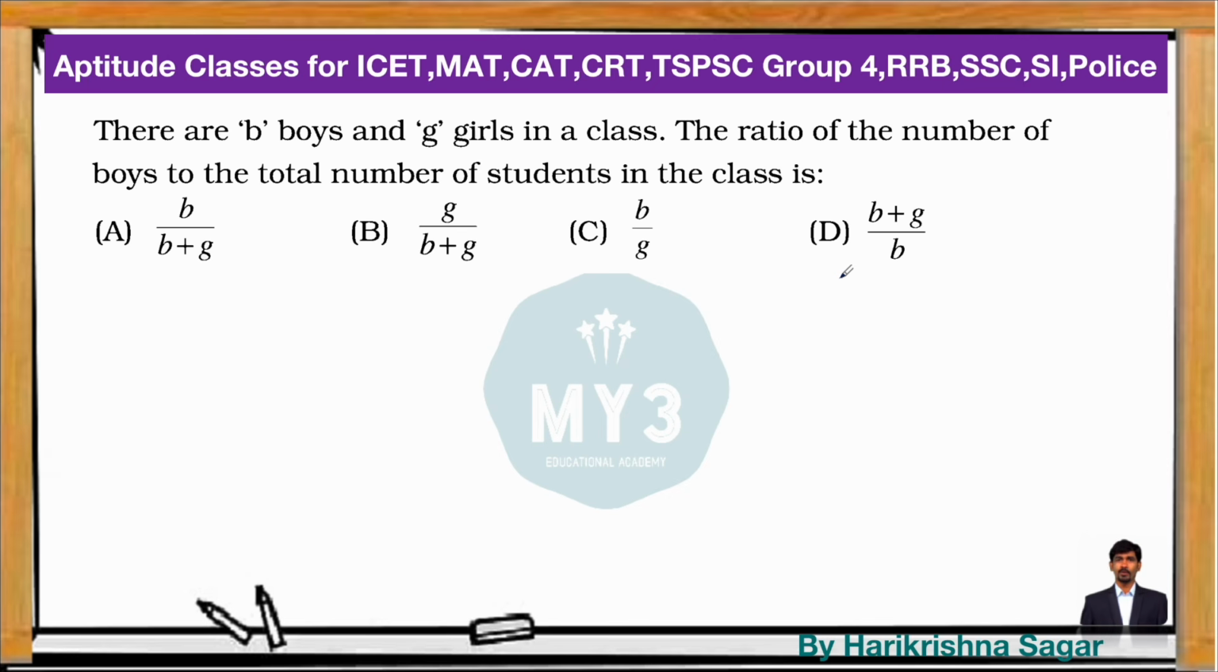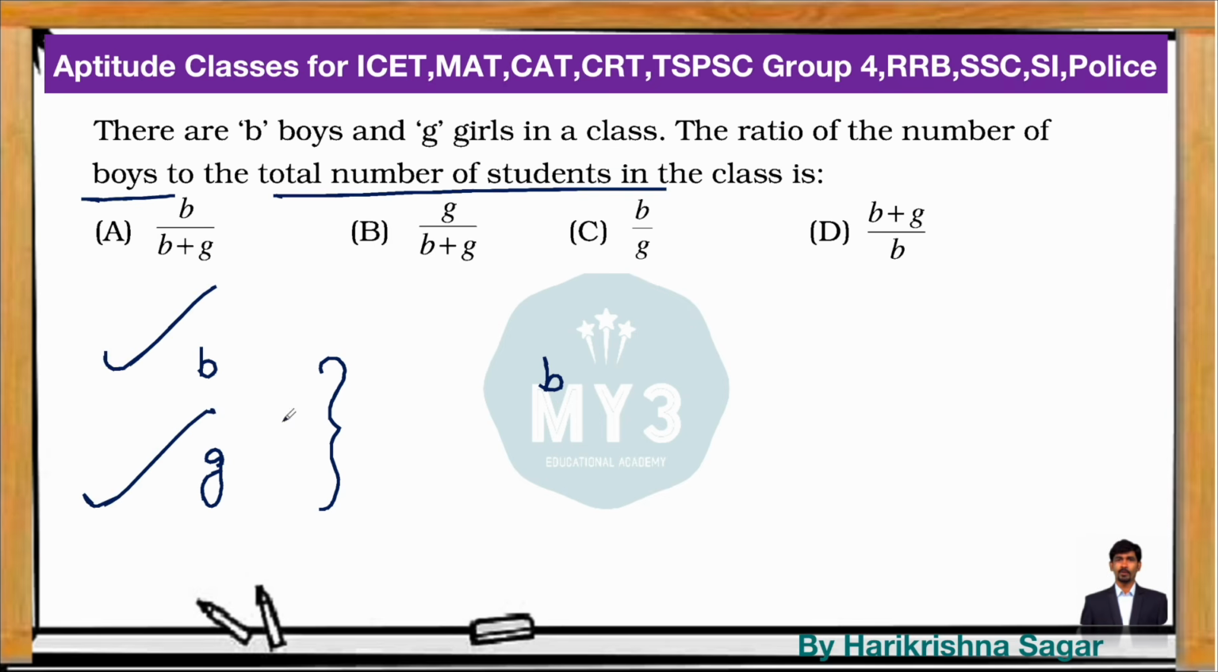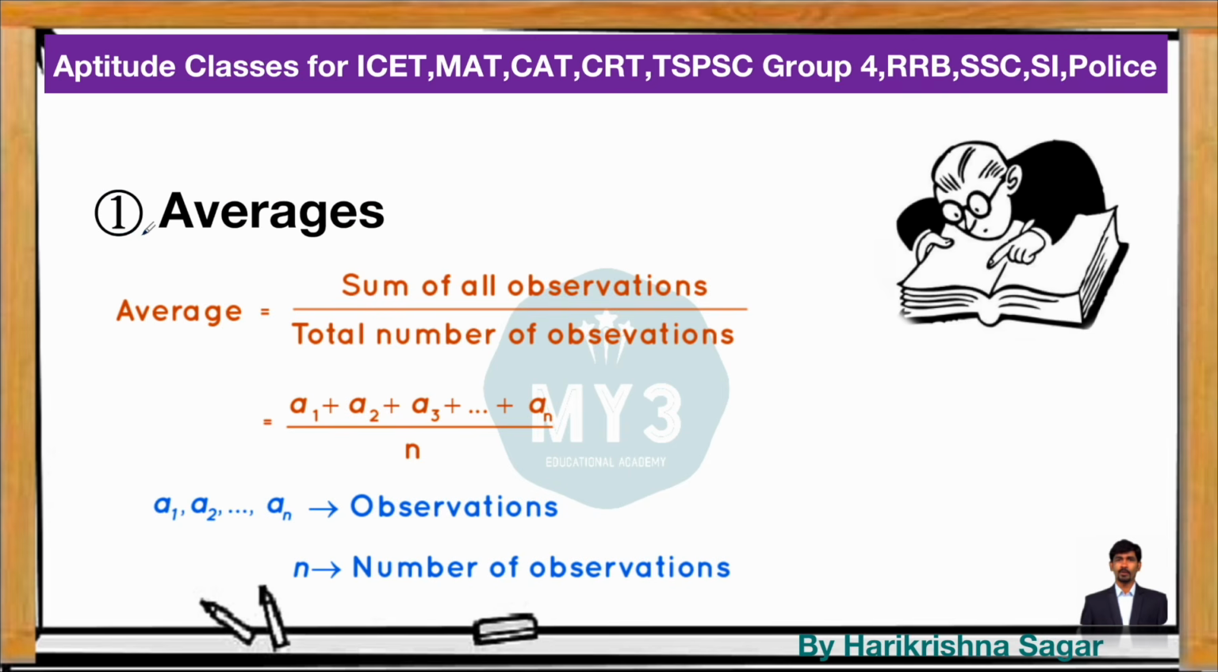There are B boys and G girls in the classroom. The ratio of the number of boys to the total number of students in the class. So it's a basic question. B boys and G girls are there. The ratio of boys, that means only boys, to the total number of students. So what is the total number of students? B boys and G girls means the total number of students is B plus G. So the ratio of B boys to the total number of students is B by B plus G. Mark the answer option A. That is how you can deal with the basic questions of ratios. So it's a basic division. Moving forward to the third prerequisite, that is how to deal with average.